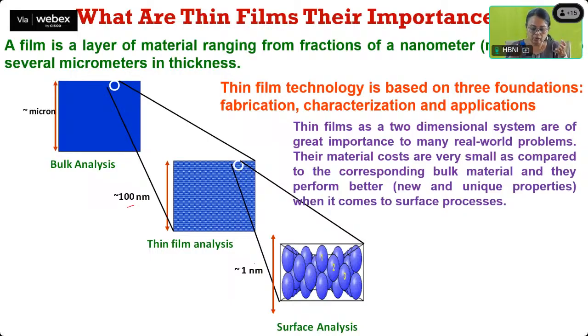So till now, we were learning about silicon growth or single crystal growth. There you have seen a very huge volume of material. But in thin films, the material used is very little. So that's why the material cost is very small as compared to bulk material, and they perform better in many places. They perform better when it comes to basically surface processes.